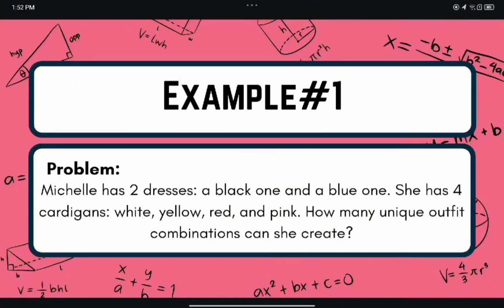Example number 1. Michelle has 2 dresses, a black one and a blue one. She has 4 cardigans: white, yellow, red, and pink. How many unique outfit combinations can she create?